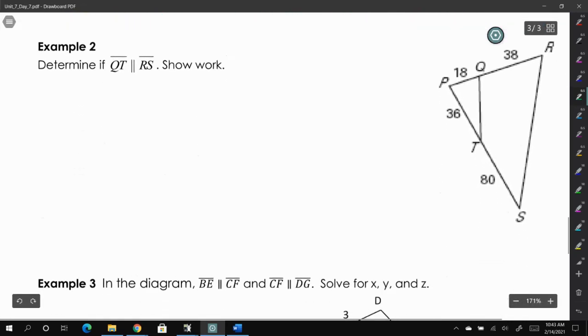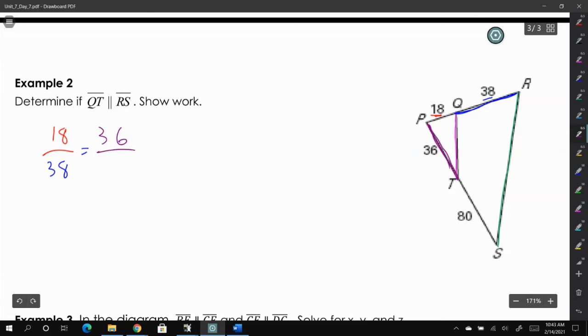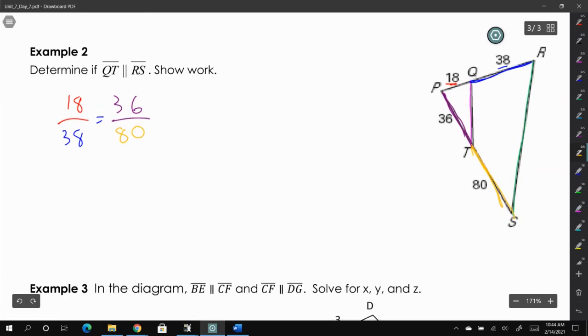In example 2, you may say, well, we're given all the side lengths. What are we going to do? Well, we're going to determine if it's parallel. So if QT and RS are indeed parallel, that means 18 over 38 should equal 36 over TS, which is 80.